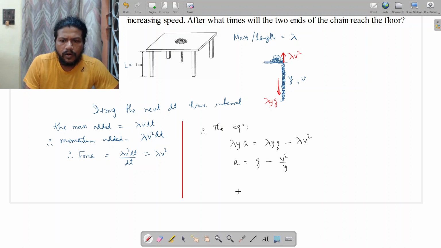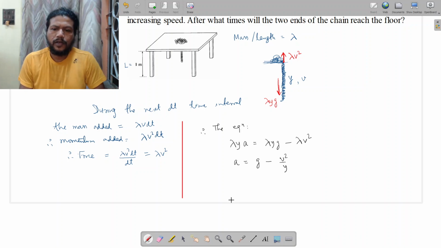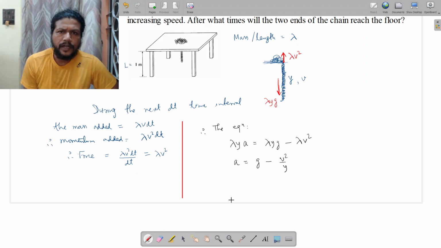This can be solved by the usual means of solving a differential equation, by multiplying an integrating factor to make it an exact differential. However, we can also do it in a very clever way. First of all, you should notice that the acceleration is less than g because we are subtracting something positive.